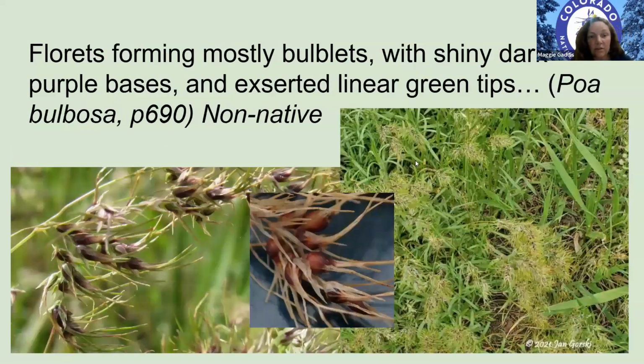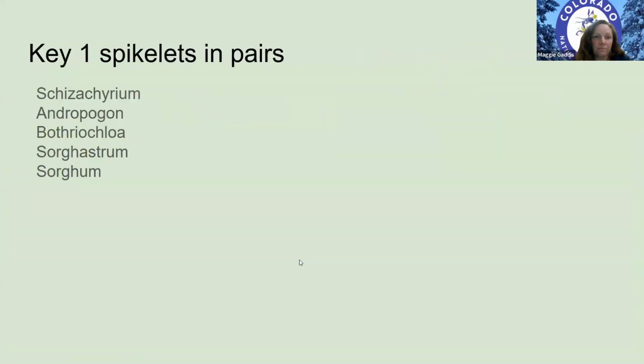So now we're at 6. 6A, florets forming mostly bulblets with shiny dark purple bases and exserted linear green tips. Poa bulbosa, non-native. Okay. Again, this is one that if you saw it, you'd be like, what the heck is this? And it's not any Poa you've ever seen before. So moving right along.